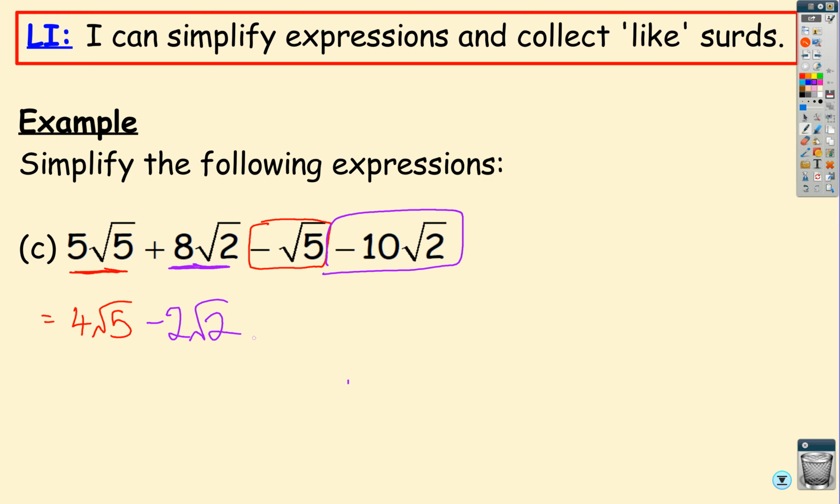Okay, so simplifying by collecting the like surds. Right, use your adds and subtracts, identify which surds are like surds, and collect them just the same as you do with x's and y's.